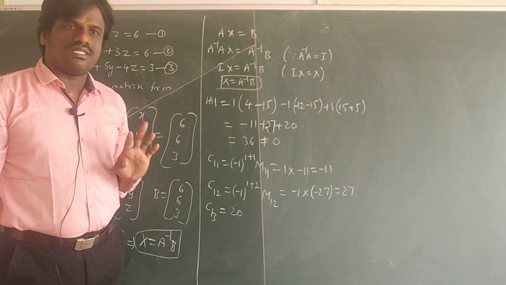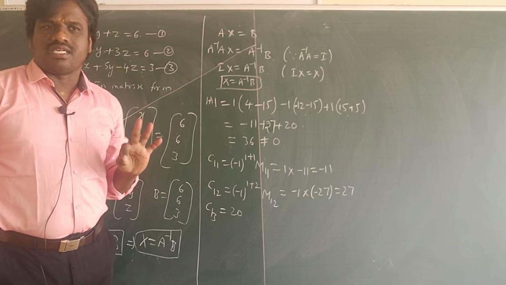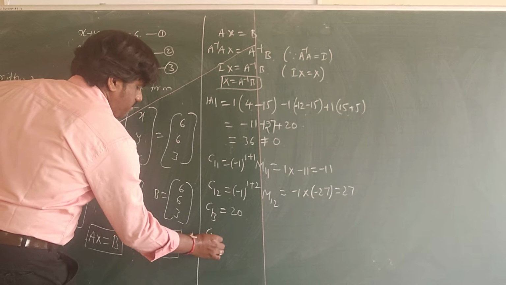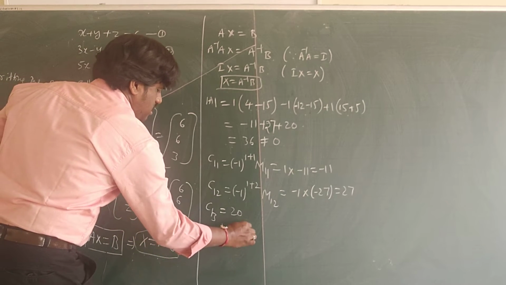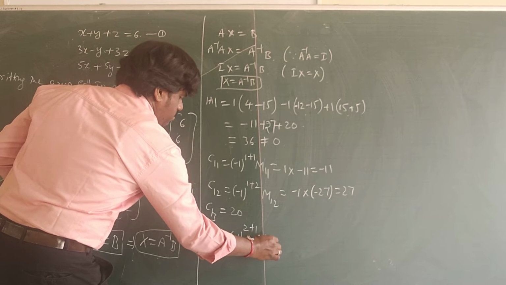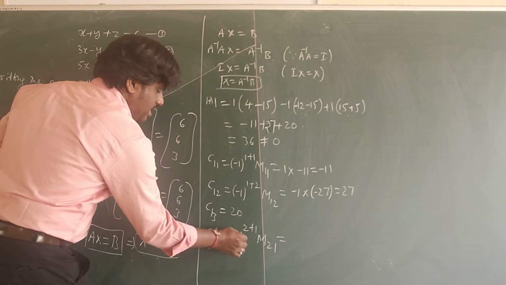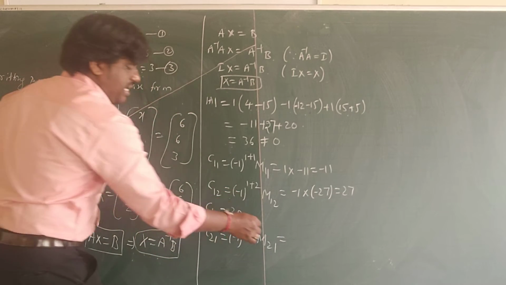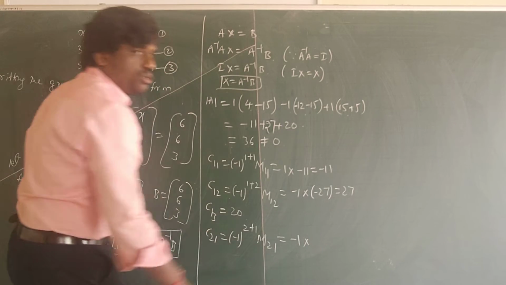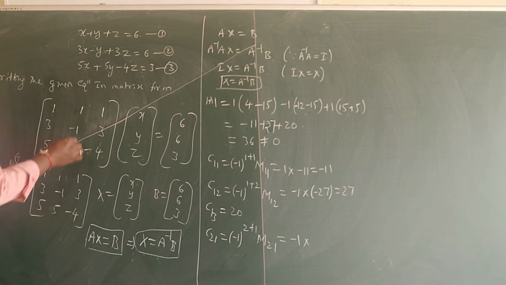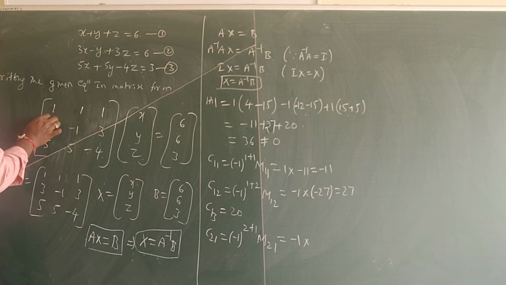That only you will get here. C11, C12, C13. Next, what do you have to write? C21. C21 means what? Minus 1 power 2 plus 1, M21. Since the power is an odd number, it will be -1. And M21 means, this one is here.